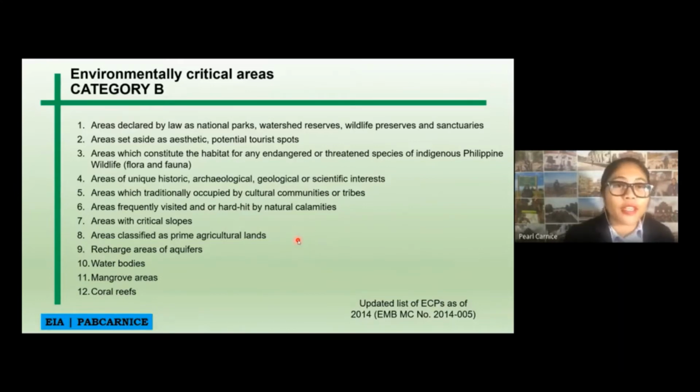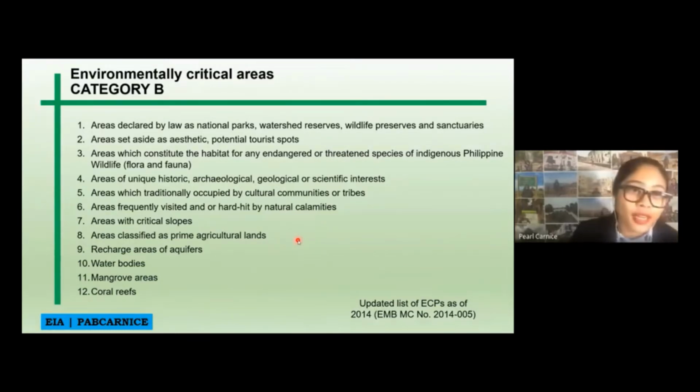Next is recharge areas of aquifers. There are a lot of cases actually, even in our city, where swamps, wetlands, and other aquifers are being reclaimed and converted into another kind of land use. And I'm not sure if they secured an ECC with that, but definitely an ECC is needed to do a kind of project in this kind of areas. Of course, water bodies, any kind of water bodies, may it be river, lake, and other kind of water bodies. If you are going to do a project on that, definitely you will have to secure an ECC.